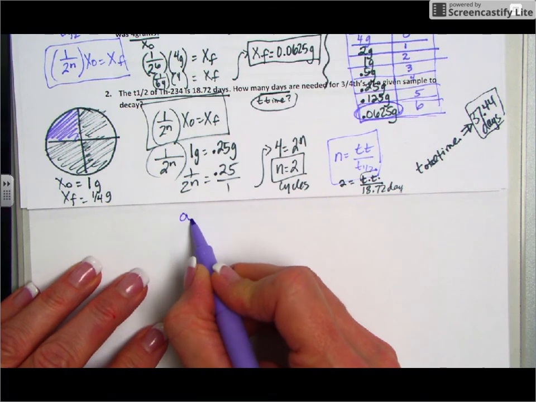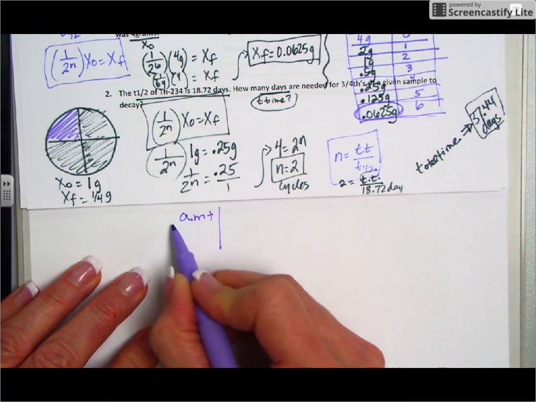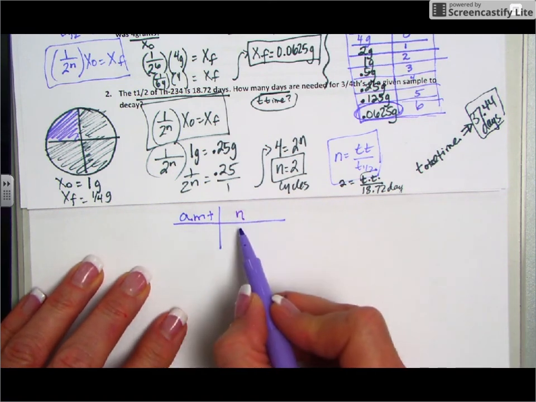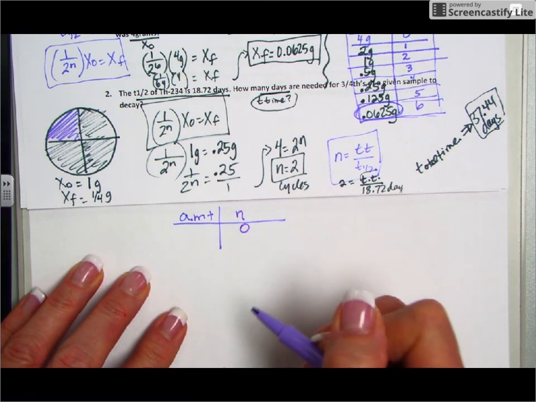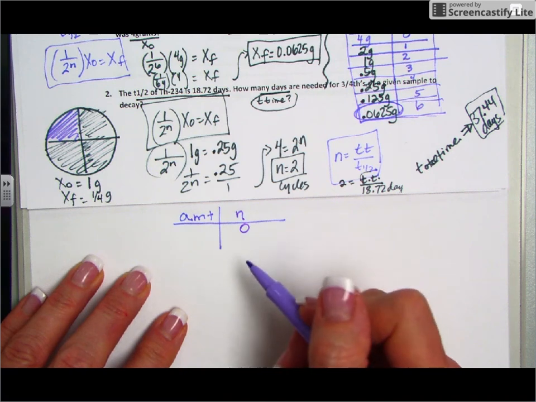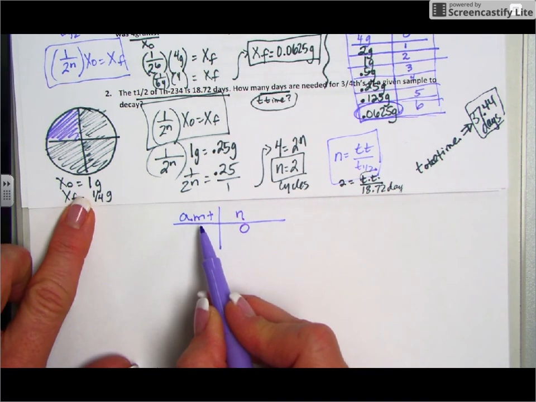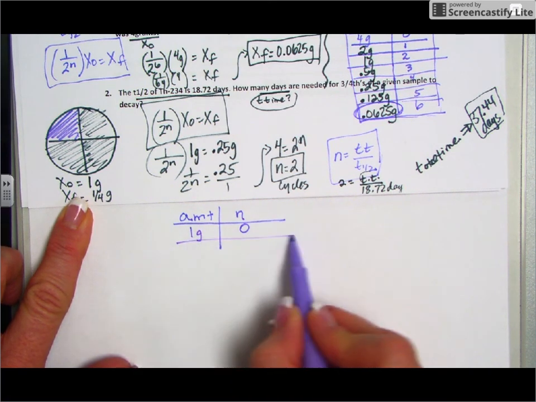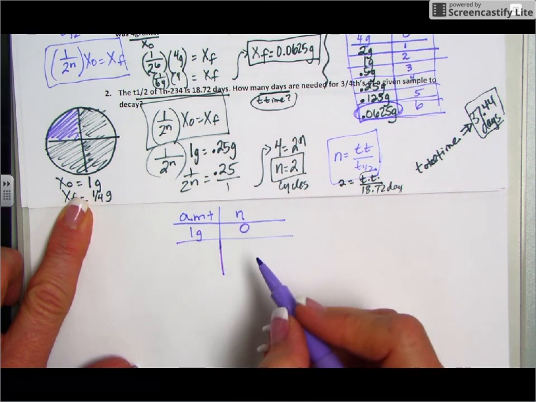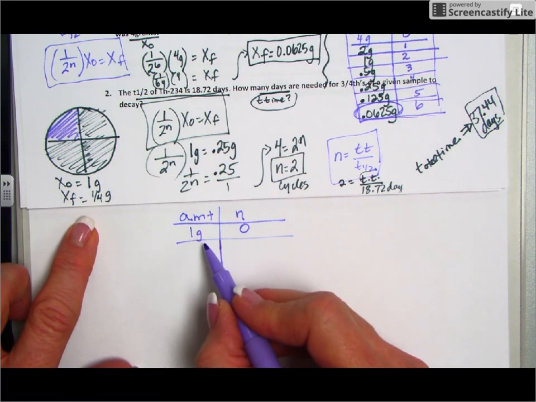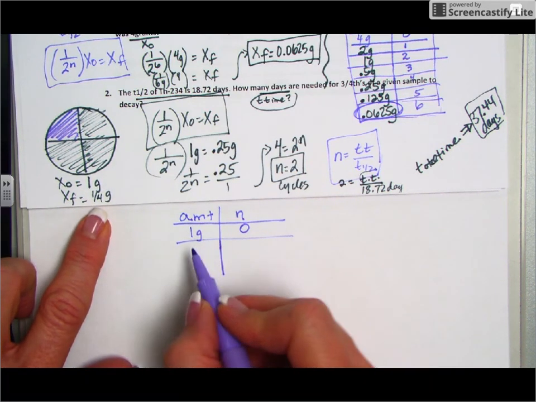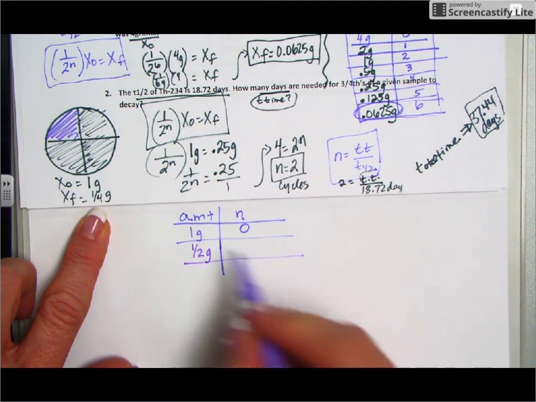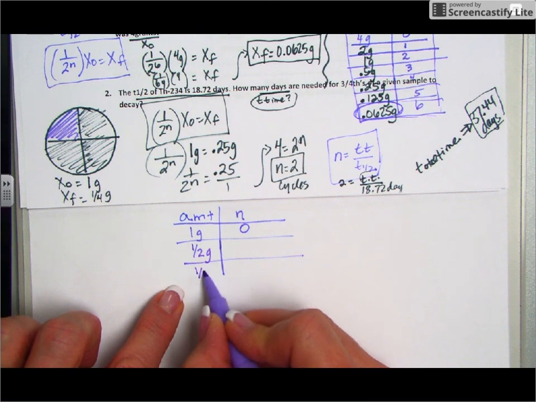So again, with the chart method, you start with amount as your first heading, and then your cycles as your second heading. Remember, your cycles always starts off at 0, and we defined our initial amount as 1 gram. All right, so what we had to do is figure out how many cycles has to pass to get it to 1/4 of a gram. So just say 1 divided by 2 is 1/2. 1/2 divided by 2 is 1/4, and we are here.